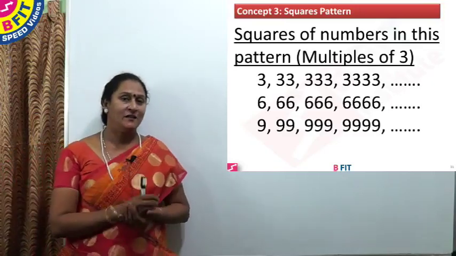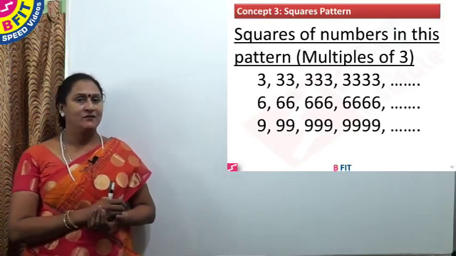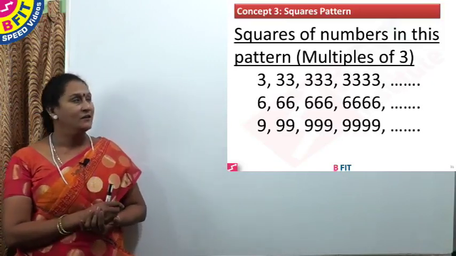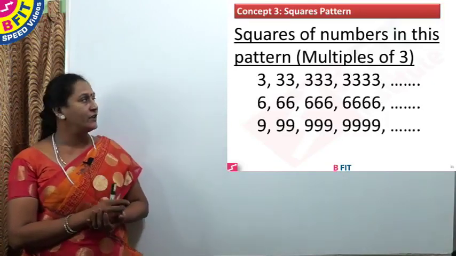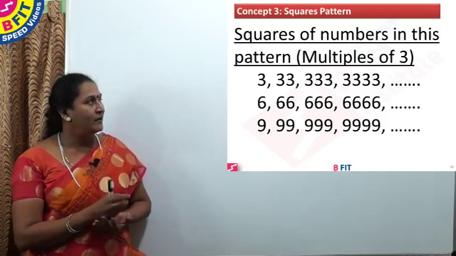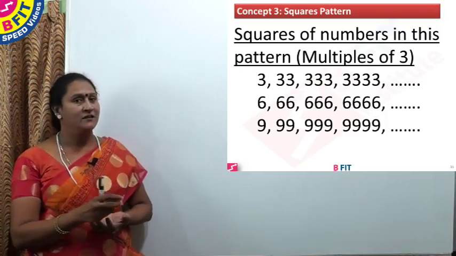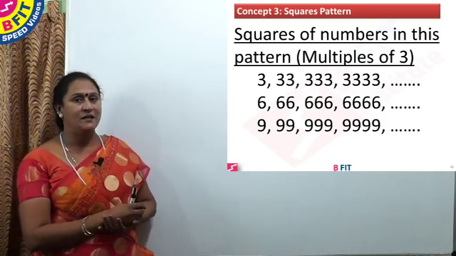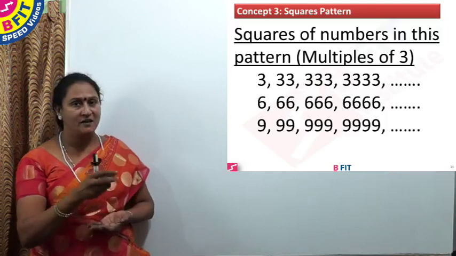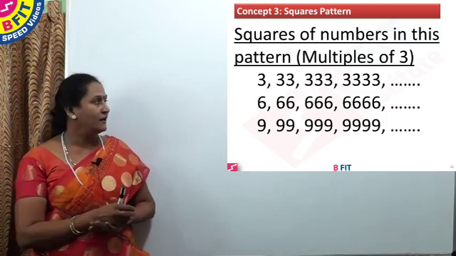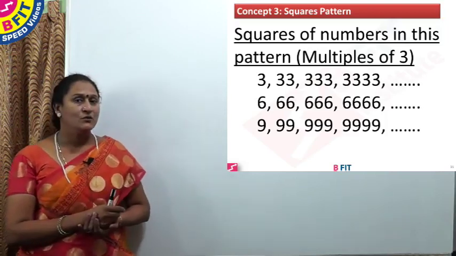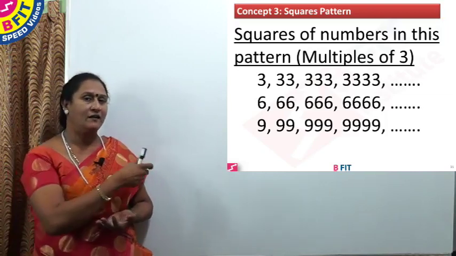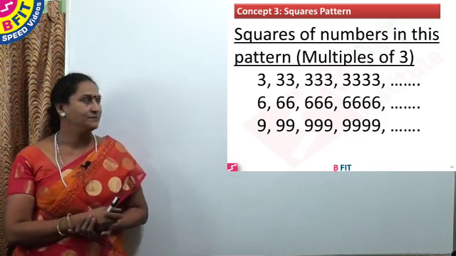So now we'll see some patterns of squares. Really, we are finding squares using the patterns only here. We are asked to find the square of 33, 333, 3333, and so on, and the same for sixes: 66, 666, 6666, and 99, 999, and so on. So we'll see the pattern and how we get the squares. Using the pattern we can write the squares of these numbers.